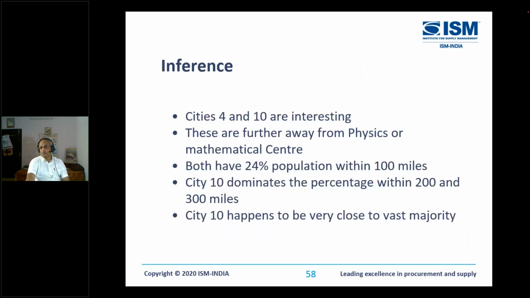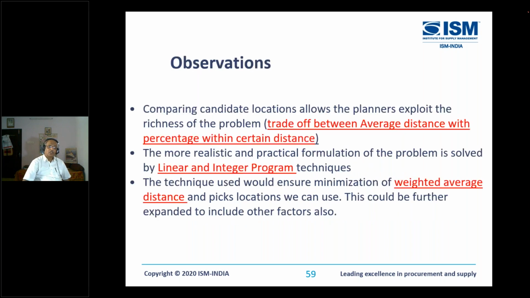So inference, cities 4 and 10 are very interesting. These are farther away from the physical or mathematical center. Both have 4% population. City 10 dominates the percentage within 200 and 300 miles. City 10 happens to be very close to the vast majority. So observations, comparing candidate locations allows the planners to exploit the richness of the problem. A more realistic and practical formulation of the problem is solved by linear and integer programming, which we are coming to now. And the technique used ensures minimization of weighted average distance and picks the locations we can use.